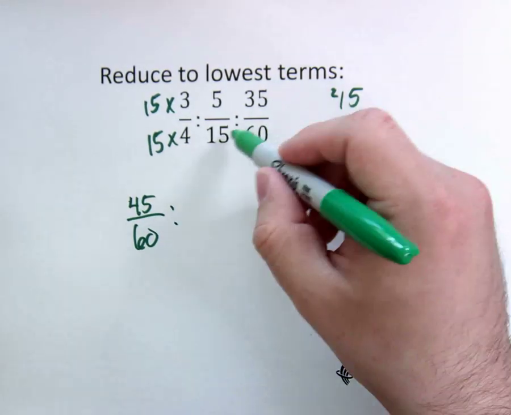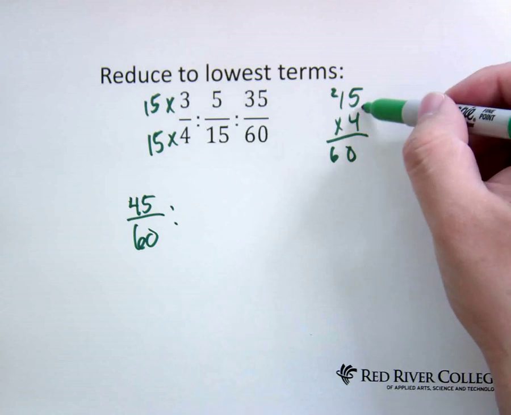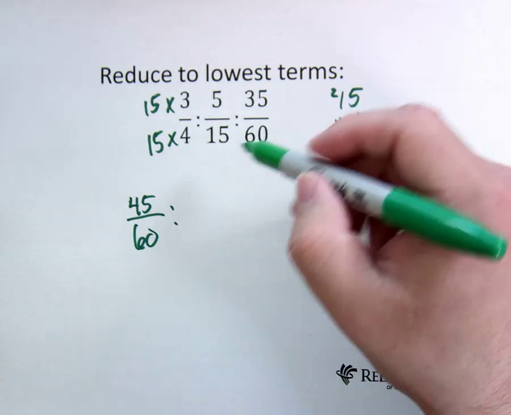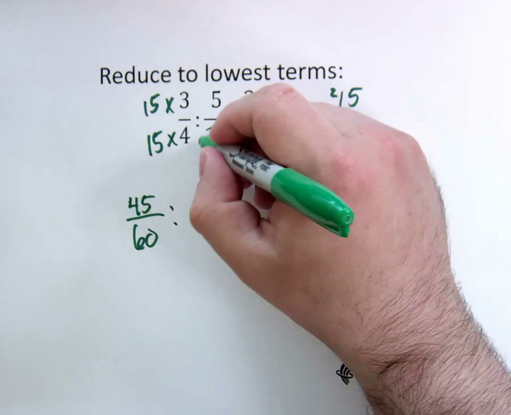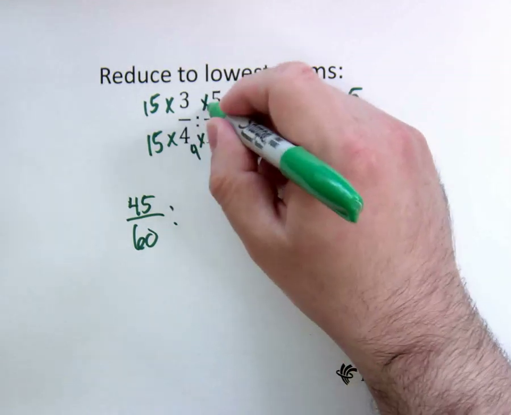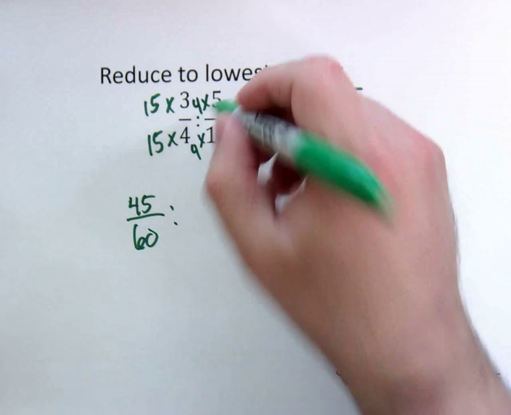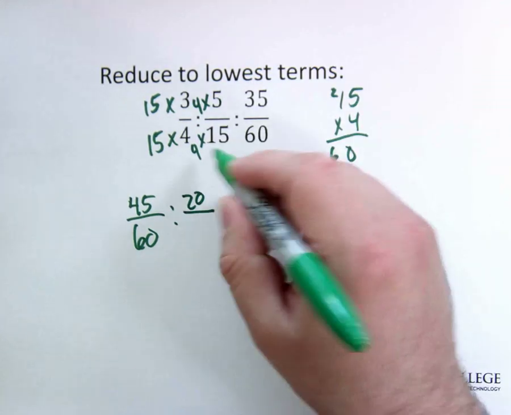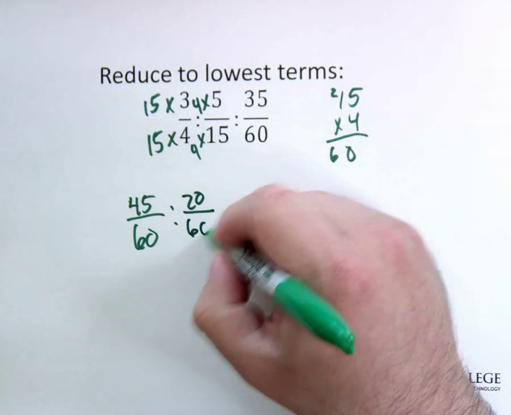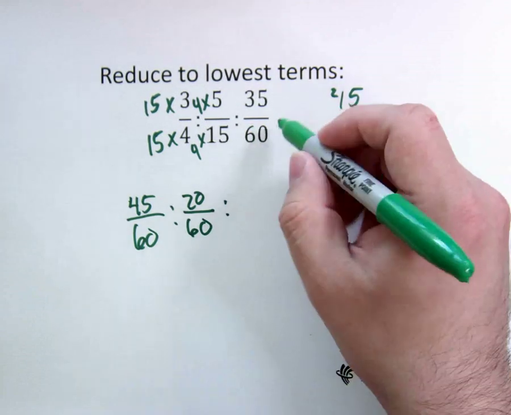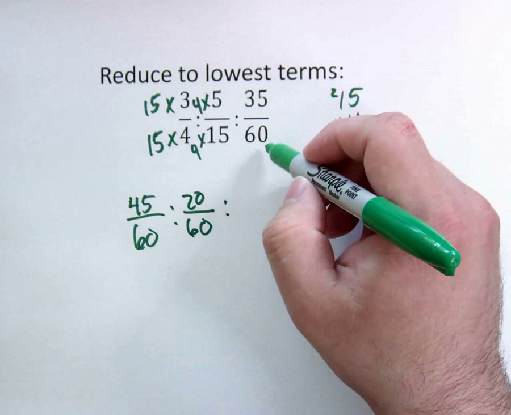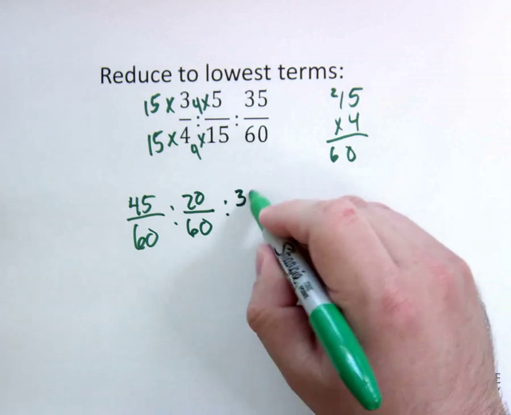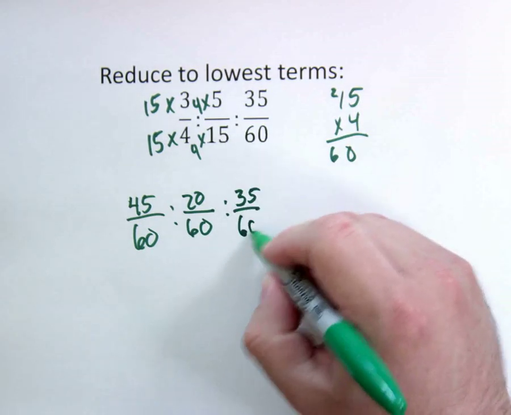Now, this one's 15, so as we just proved, 15 times 4. To make this middle fraction 60, we want to multiply that by 4. But again, we have to multiply the top by 4. So 4 times 5 is 20, and 4 times 15 is 60. And the third and final fraction is already 35 over 60. Since it's already over 60, we don't need to do anything to it.